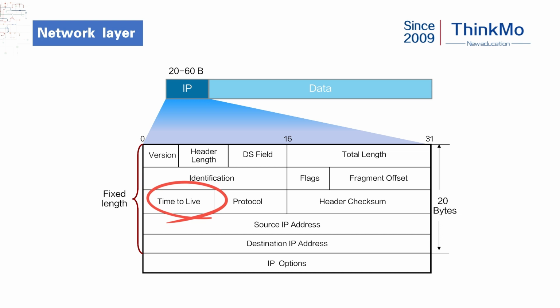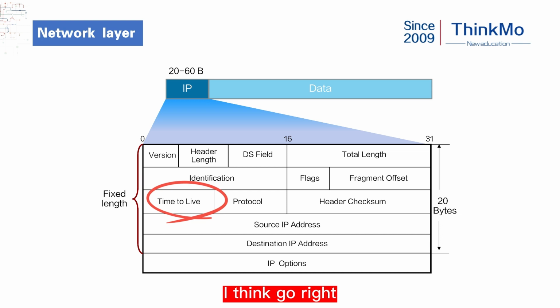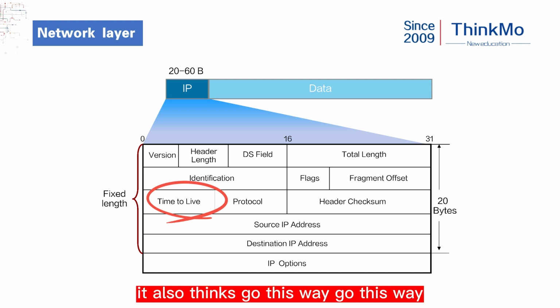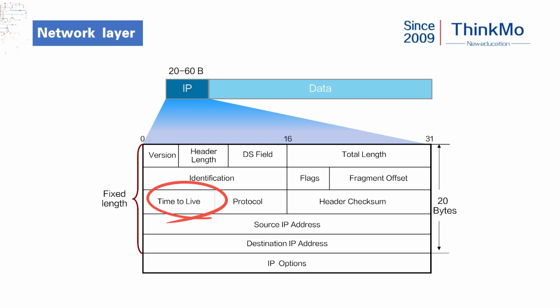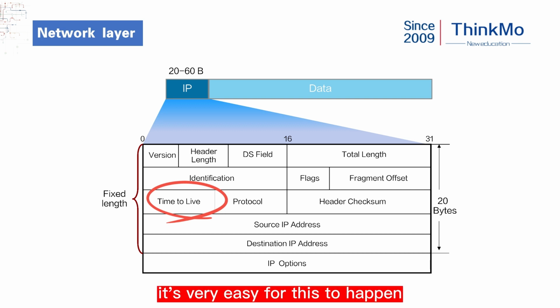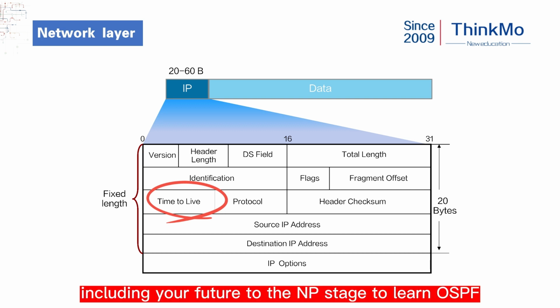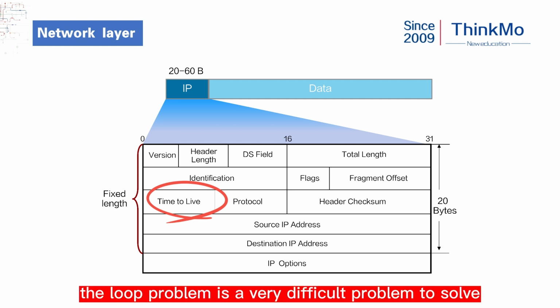For example, now our network topology is like this. Engineers may have planned wrong. Then I generate data, I think go right, and the next device also thinks go this way. Every time we check the routing table, the data is always going to the right. This is very easy to appear when we configure unfamiliar routes, including when you get to the NP stage to learn OSPF. The loop problem is a very difficult problem to solve.